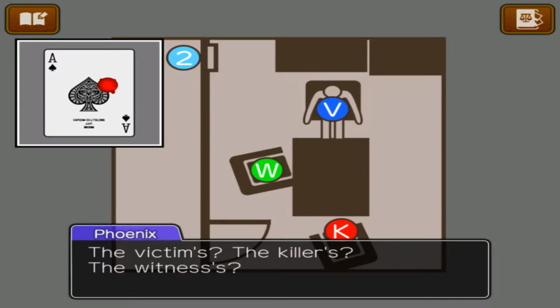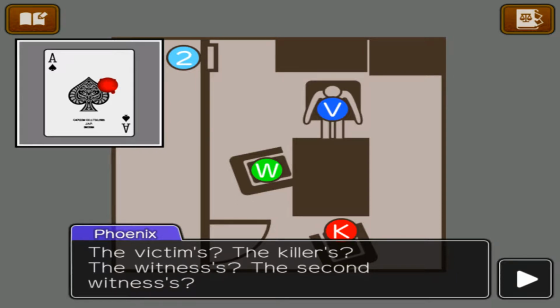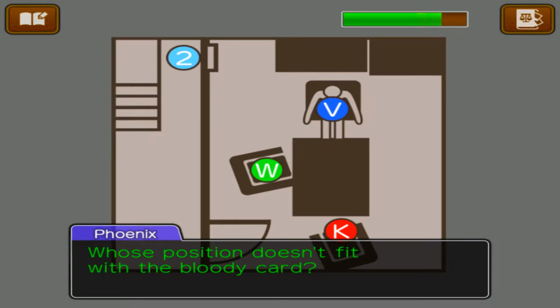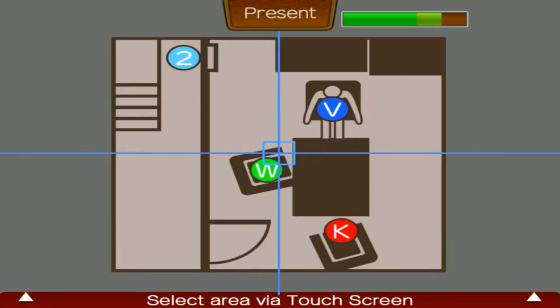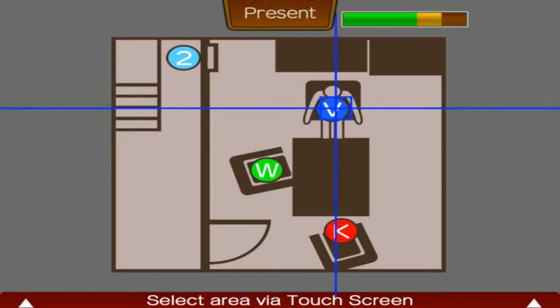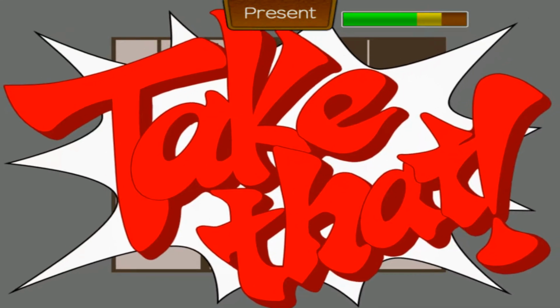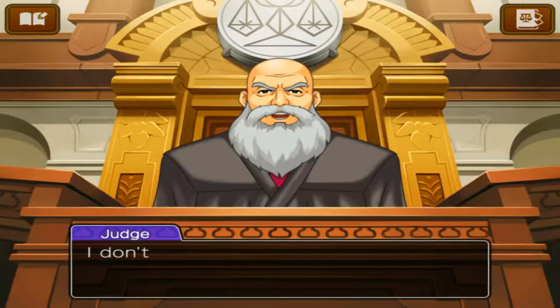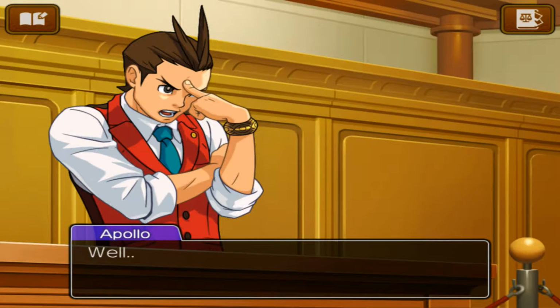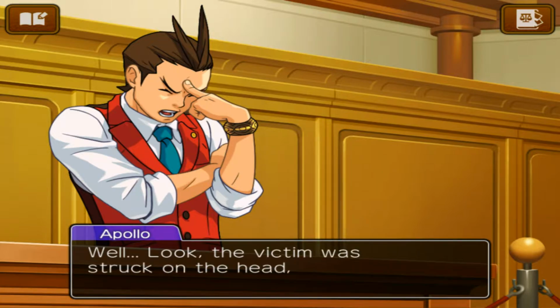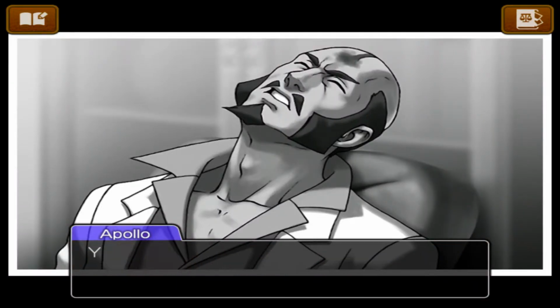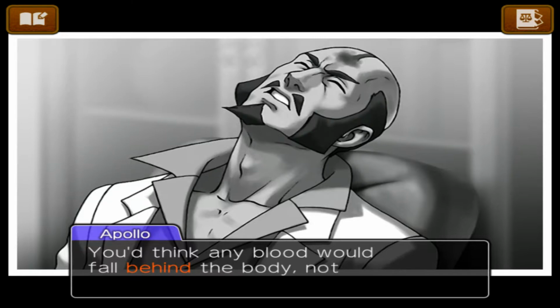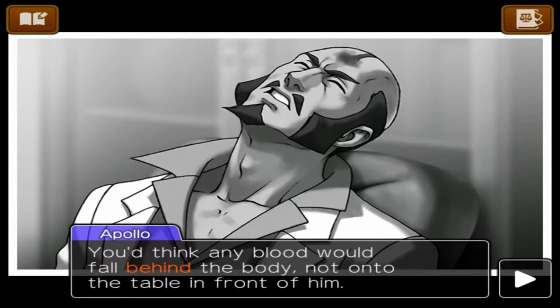The victims, the killers, the witnesses, the second witnesses? Whose position doesn't fit on the card? Given... it trickled down the back of his head onto a card that was on the table. In which case, he's the wrong way around. Well, isn't it the victim's position that's the problem? I don't follow your logic here, Mr. Justice. Well, look, the victim was struck on the head, sending him back in his chair. You'd think any blood would fall behind the body, not onto the table in front of him.